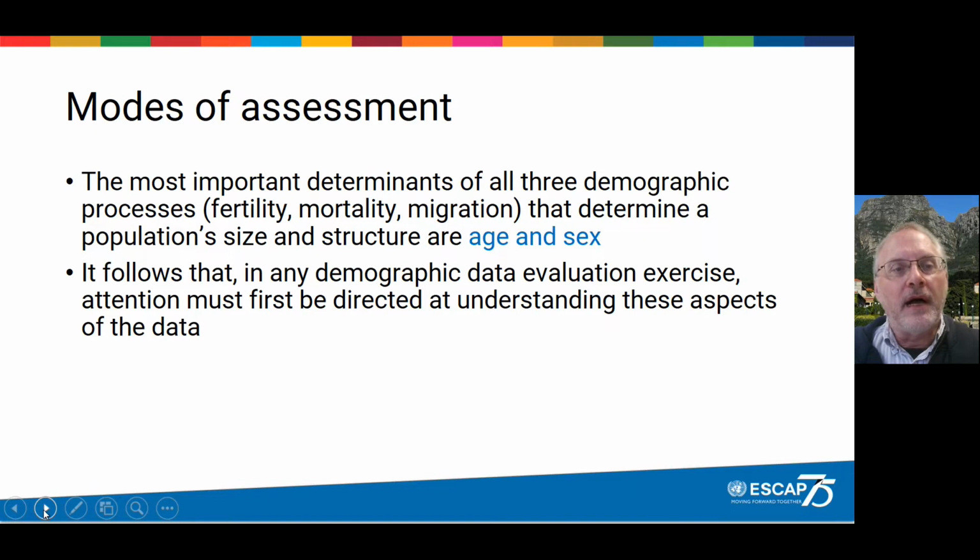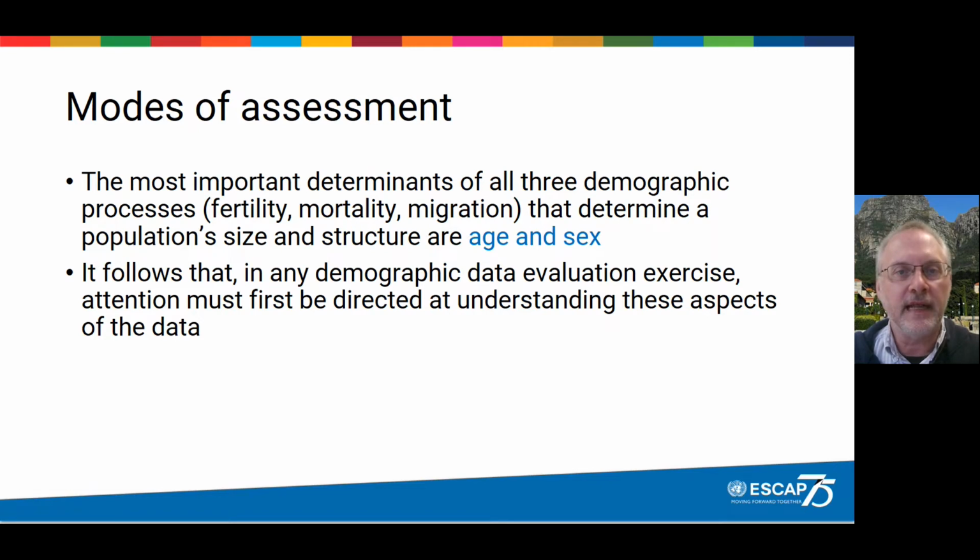But how does one actually go about doing the assessment of demographic data? The most important determinants of all three demographic processes, that is fertility, mortality, and migration, which collectively determine a population size and structure, are the age and sex structure of that population. Fertility happens amongst women. Only women give birth, and then only within a fairly narrow age range, say from age 12 to age 50. Mortality is highly affected by the age and sex structure of your population.